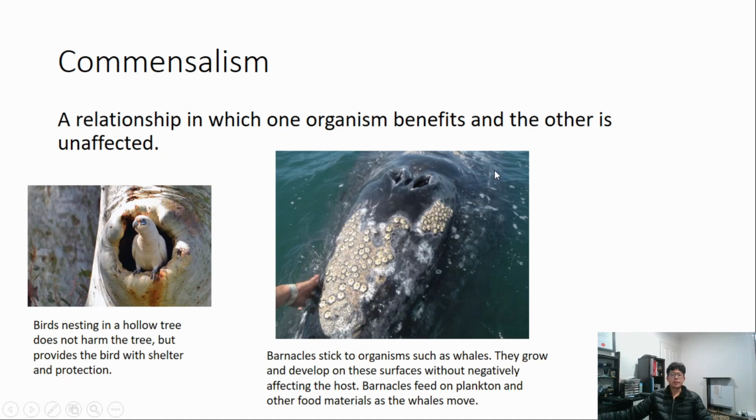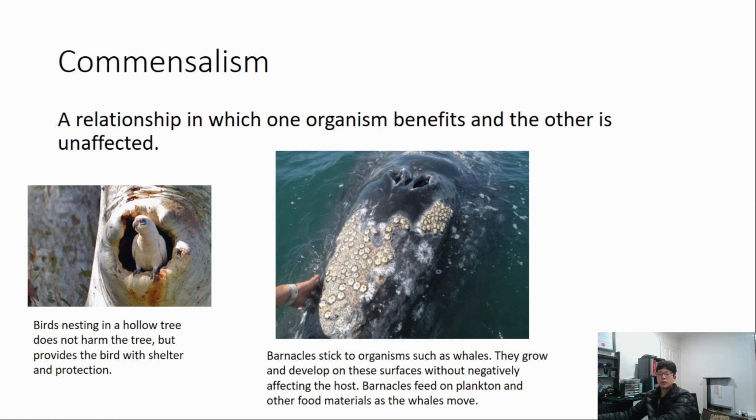The next one, we see a whale with barnacles. These things here on the whale are barnacles. Barnacles stick to organisms such as whales. They grow and develop on these surfaces without negatively affecting the host. Like, they won't have any effect on the whale. Barnacles feed on the plankton and other food as the whales move through the ocean. So the barnacles are provided with food through the whale's movement, but the barnacles aren't affecting the whale in any way.